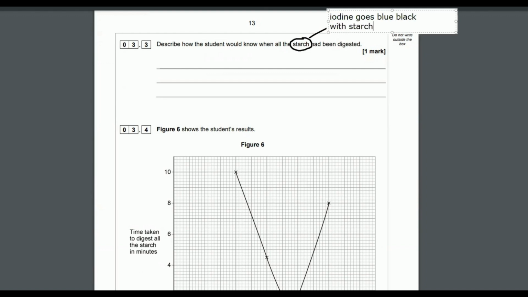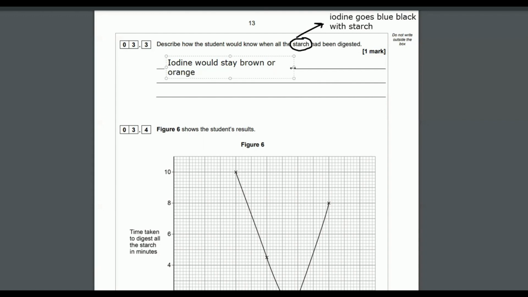So if there was no starch in there, the iodine wouldn't go blue-black. The iodine would stay normal iodine color. And I don't know if you know what the color of iodine is. It's like brown or orange. So we'd say the iodine would stay brown or orange. So it wouldn't go blue-black.